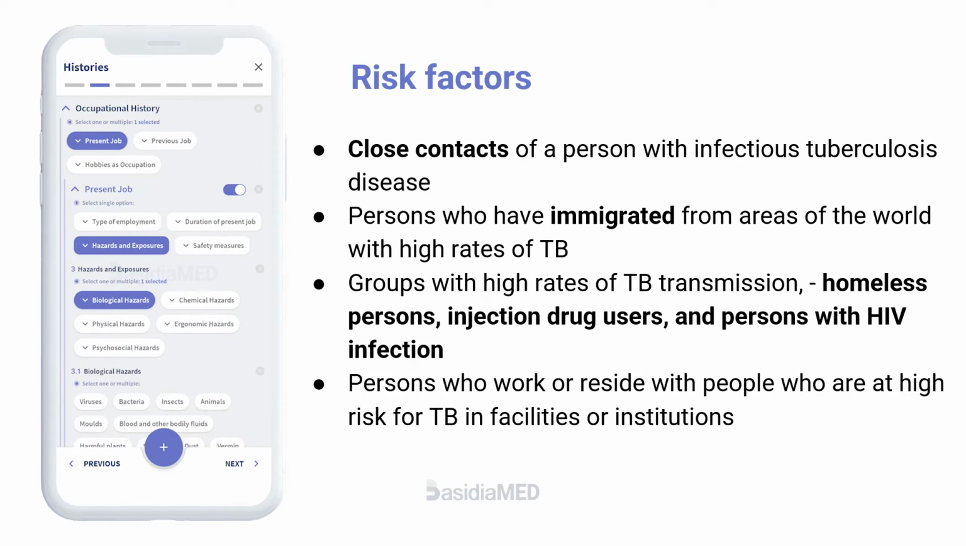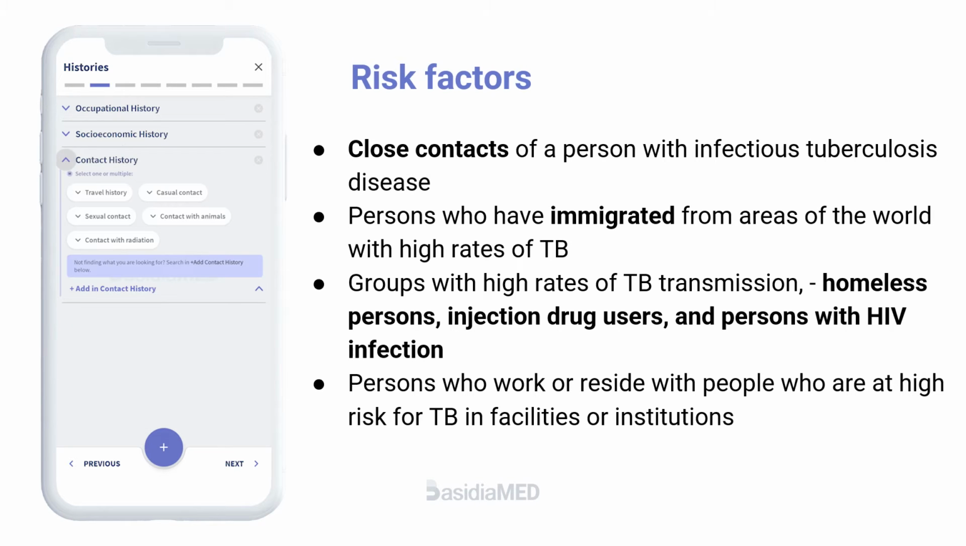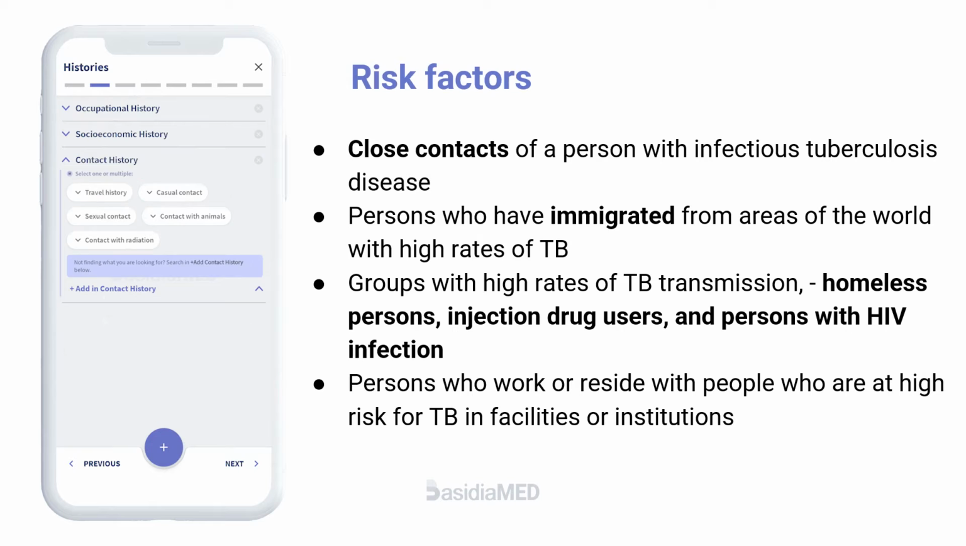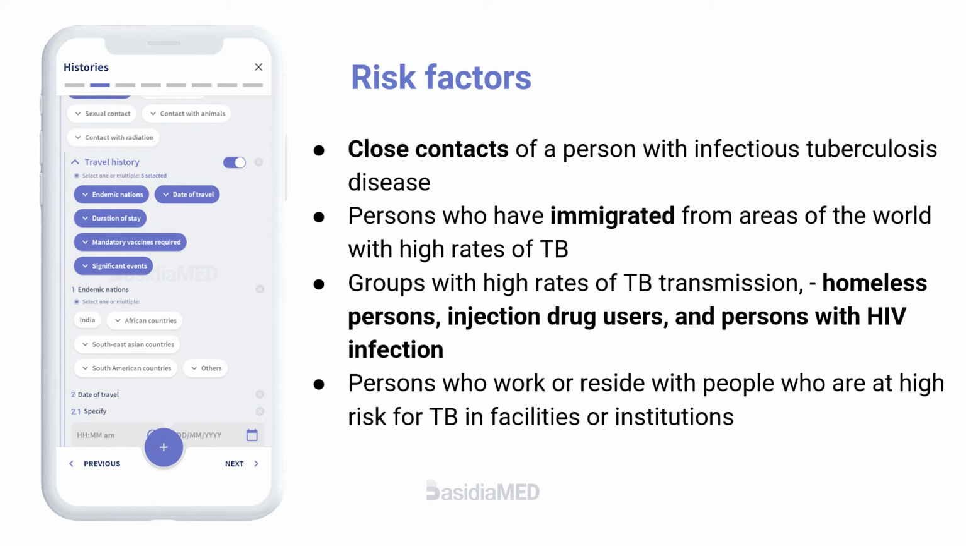Risk factors. When you suspect recent infection, ask the patient whether they had been in close contact with a person with infectious tuberculosis disease, persons who have immigrated from areas of the world with high rates of tuberculosis, groups with high rates of tuberculosis transmission, such as homeless persons, injection drug users, and persons with HIV infection, persons who work or reside with people who are at high risk for tuberculosis, in facilities or institutions such as hospitals, homeless shelters, correctional facilities, nursing homes, and residential homes for those with HIV.